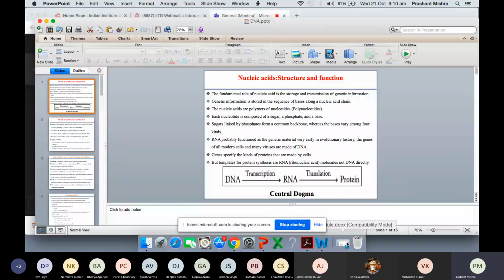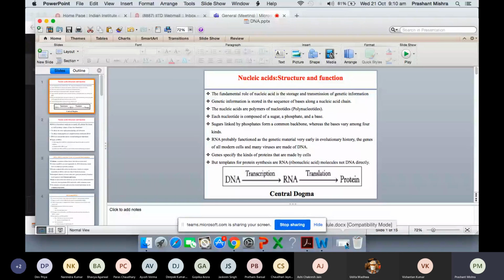Though earlier it was thought that DNA is the only genetic material, later on it was found that not only DNA, some RNA molecules also carry genetic information. As you have learned, in some viruses the RNA acts as a genetic material. That part we will talk about a little later.